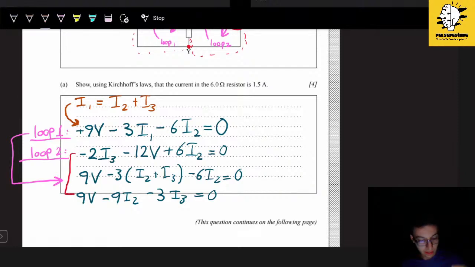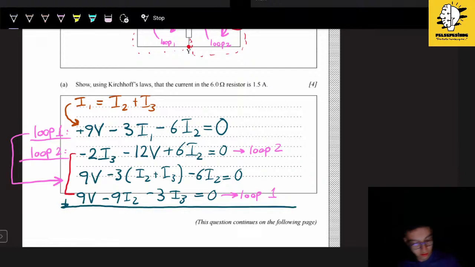I hope we understood it. We wrote our Kirchhoff's first law by substituting into the loop 1 equation. This is for loop 1, and I will just use it with loop 2. So to make this a simultaneous equation, I can say that the I3 can be eliminated over here by multiplying this one with negative 2 and this one with 3.